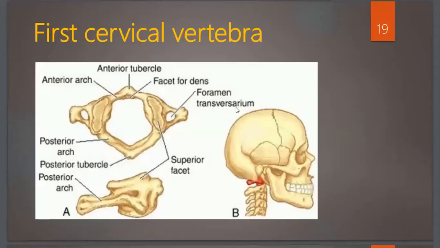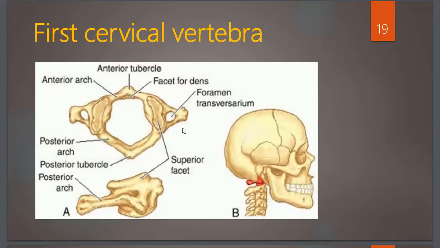Okay. Then, once you are done with that, now let us move to the first cervical vertebra. The first cervical vertebra is also called the atlas. Its features are one anterior tubercle and a posterior tubercle. This is the anterior arch, which is comparatively smaller than the posterior arch. This is the superior articular facet. The superior articular facet will be articulating with the occipital condyles of the skull bone to form the atlanto-occipital joint.